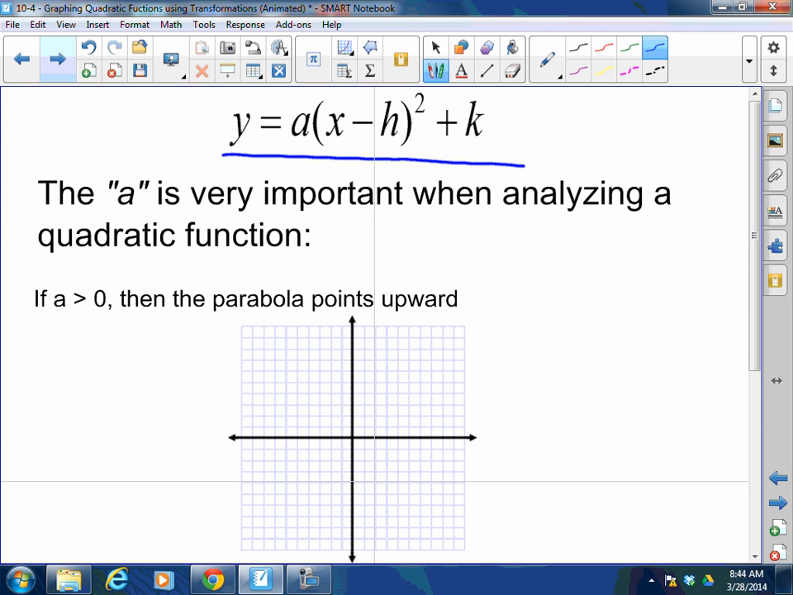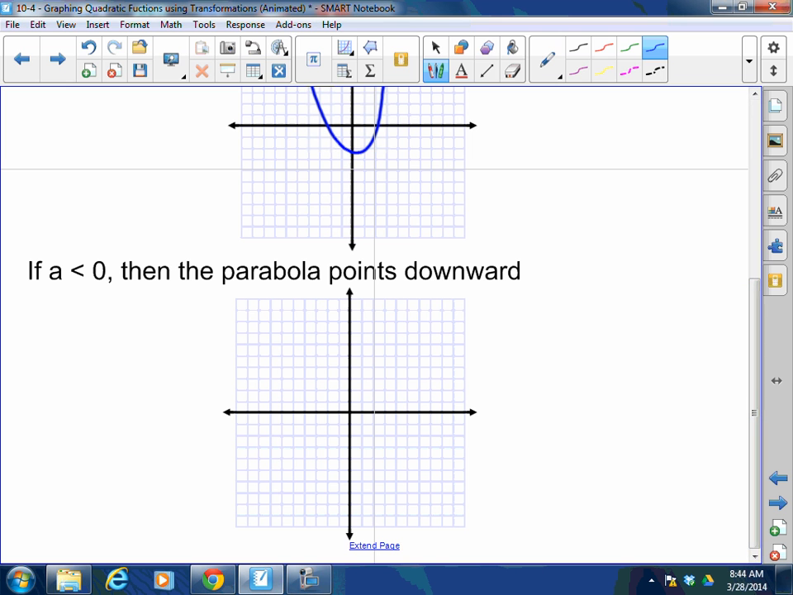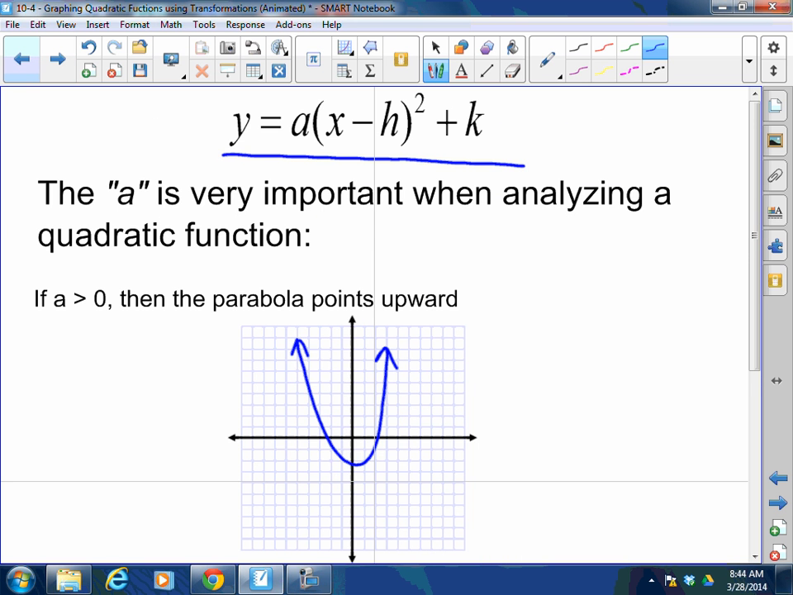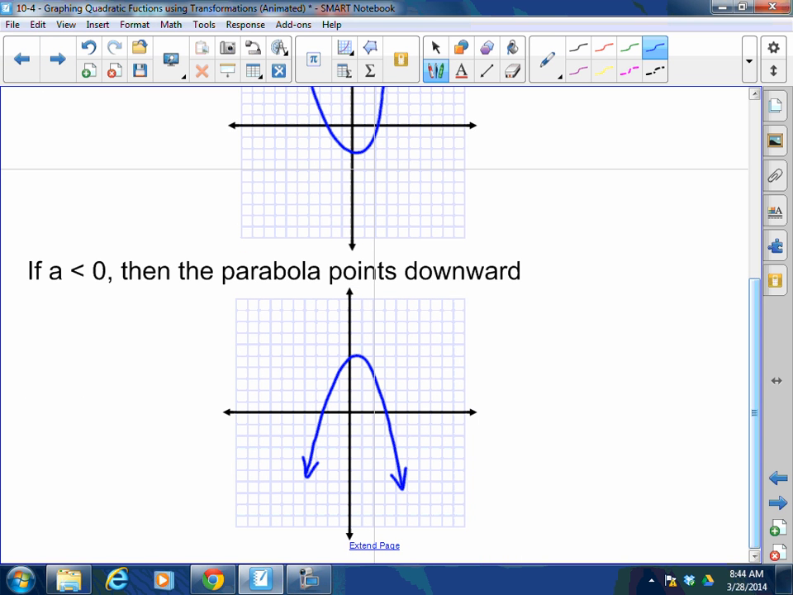We already know that if a is positive, the parabola will point upwards. We did this yesterday, so I'm not going to spend too much time. We know if a is negative, it's going to point downwards. Again, I know I'm going real fast, but we know this already. I don't want to bore you. Here's the fun part. The a has something else that's very powerful. Please pay attention. Remember, if it's positive or negative, that tells you if it goes up or down.